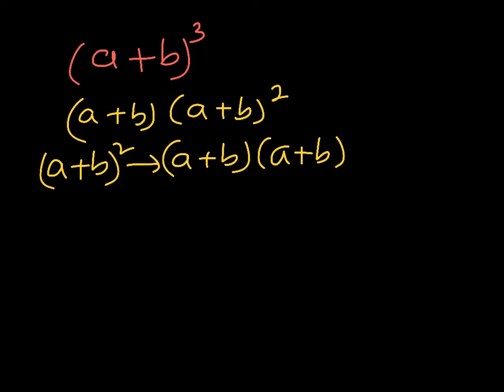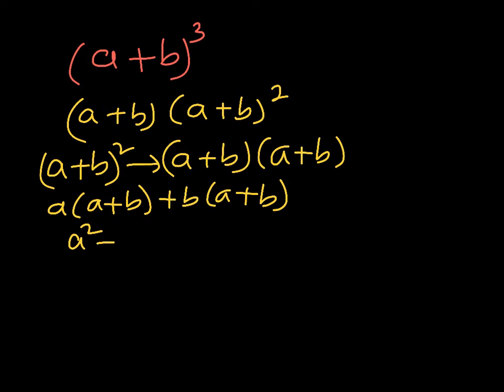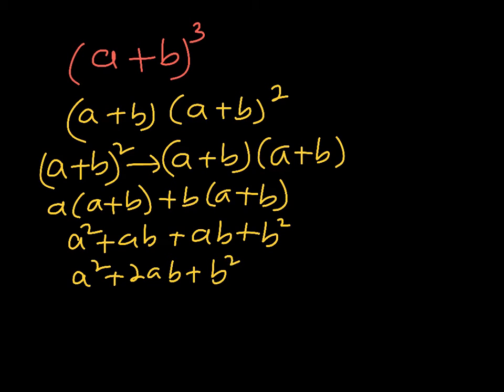So we can now write this as a into (a + b) plus b into (a + b). Okay, so a times a is a², a times b is ab, a times b is also ab, b times b is b². So when we add this all up, it's going to be a² plus 2ab plus b². We're not done. Remember, we still have one more (a + b).